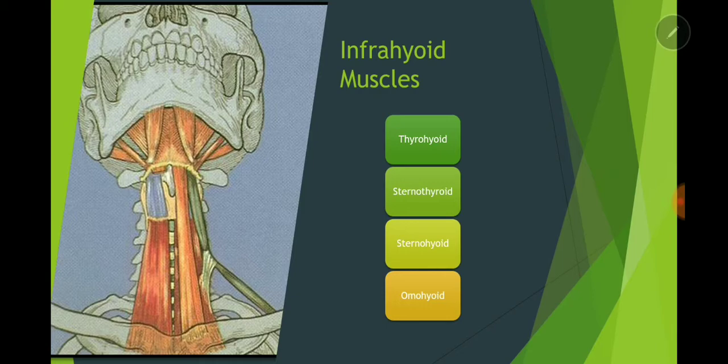Infrahyoid muscles, make sure you know what these groups of muscles include. Which ones are found superior to the hyoid, which ones are found inferior to the hyoid. Okay, so the ones found inferior to the hyoid are the thyrohyoid, sternohyoid, sternothyroid, and omohyoid. So this here is coming from the thyroid to the hyoid bone. So that's thyrohyoid, and then you have the sternohyoid, this long one here in the middle, from the sternum to the hyoid, and then you have sternothyroid. Okay, sternothyroid is this one here, and you're looking for the omohyoid. Omohyoid has two bellies, and so this here is omohyoid, okay?